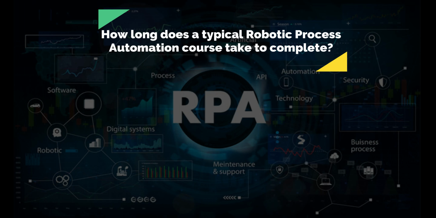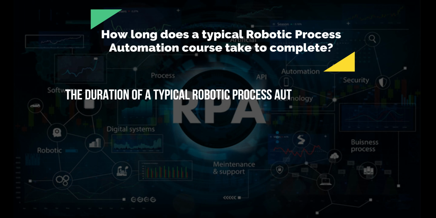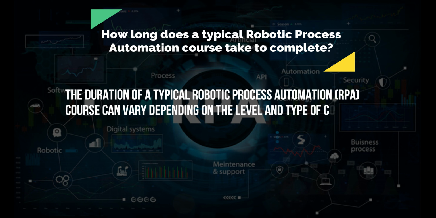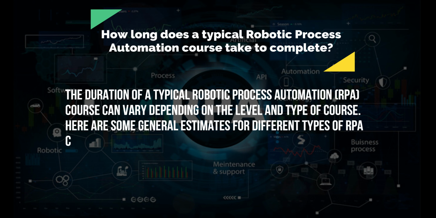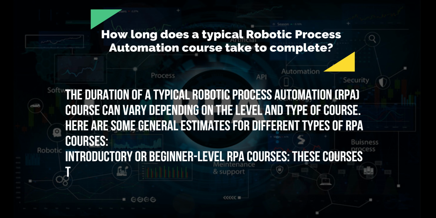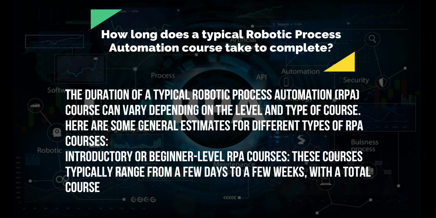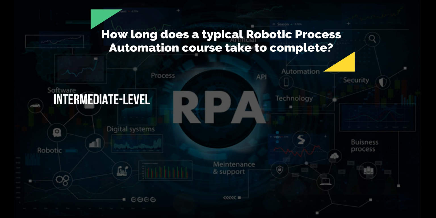How long does a typical robotic process automation course take to complete? The duration of a typical robotic process automation (RPA) course can vary depending on the level and type of course. Here are some general estimates for different types of RPA courses. Introductory or beginner-level RPA courses. These courses typically range from a few days to a few weeks, with a total course duration of around 20 to 40 hours.